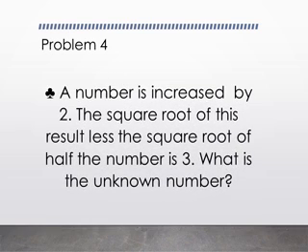Proceeding to our problem number 4, we have: a number is increased by 2. The square root of this result less the square root of half the number is 3. What is the unknown number? As you can see, it is a bit harder because we need to analyze the problem deeply. It says here that a number is increased by 2, which is simply equal to x plus 2. The square root of this result less the square root of half the number is 3. So let's proceed to our solution.